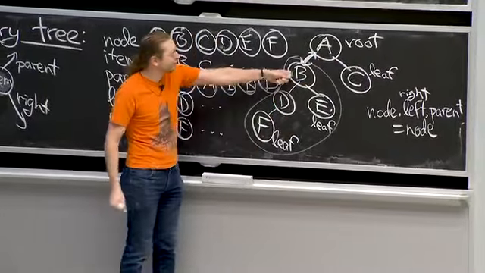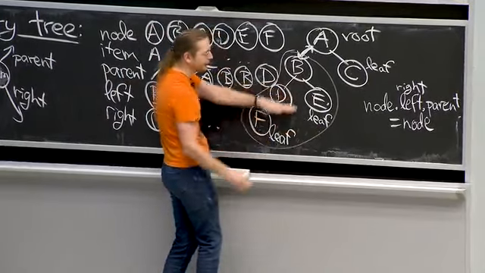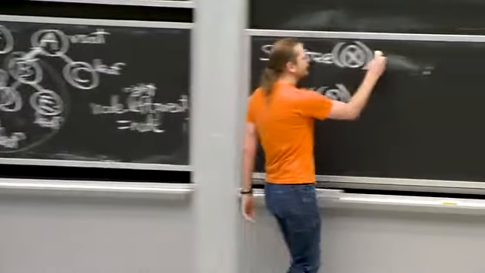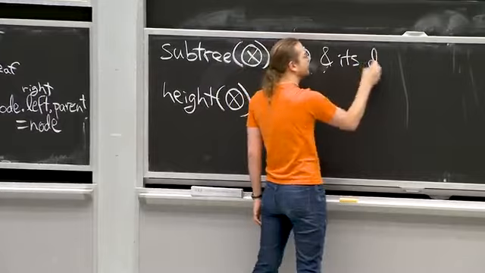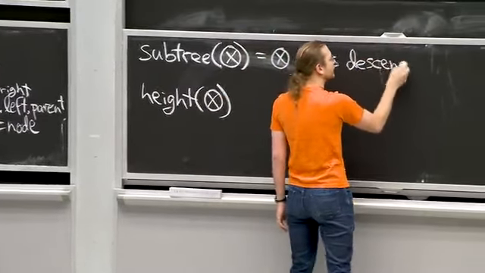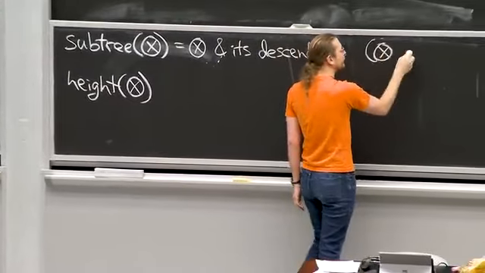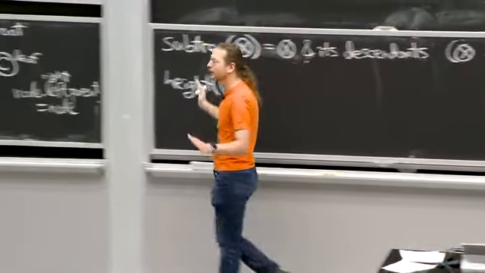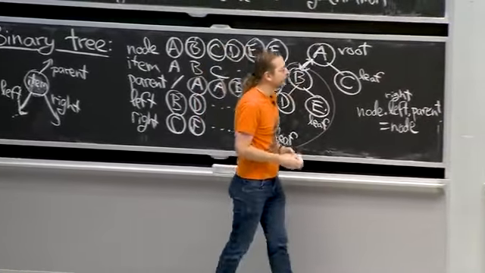Descendants are also useful. So the descendants of B are all of its children and all of its grandchildren and all the way down, but just within the subtree. So subtree of X consists of X and its descendants. And we think of X being the root of that subtree. So we're kind of forgetting about everything outside of the subtree when we talk about subtree of X.